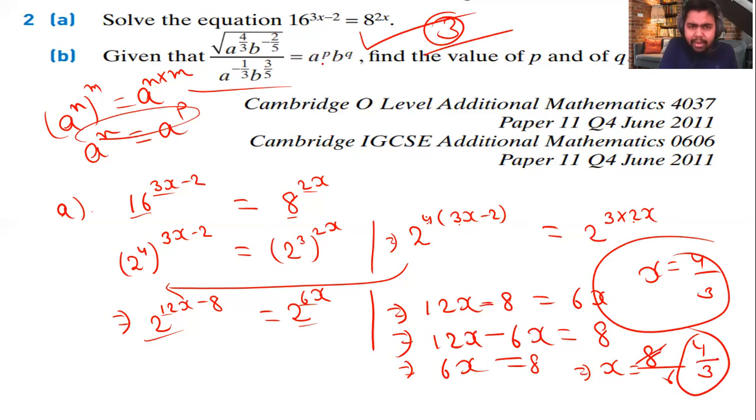Again, I have to find the powers. If I want to find the value of P and Q, again, I have to make the base the same. That means I have to make the base A and B. But this is not looking like A and B right now, so we need to solve this. Try to understand how we are going to solve this. If you want to write it down, you can pause the video to write it down.